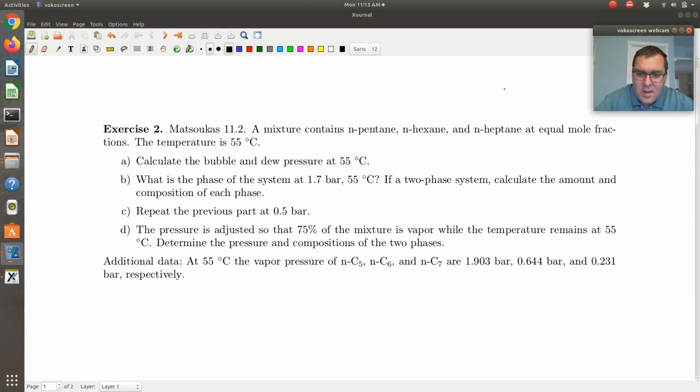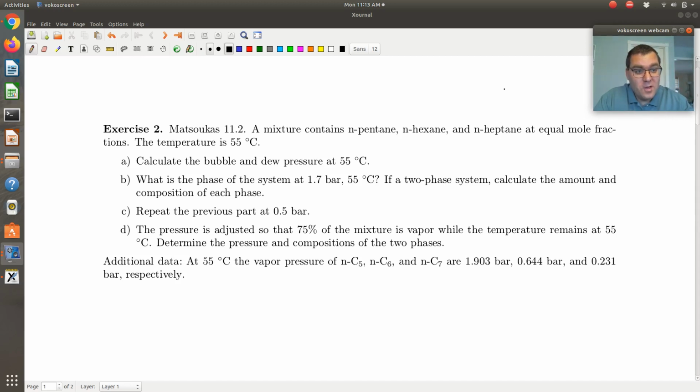And then in D, the pressure can be adjusted so that 75% of the mixture is vapor, while the temperature remains at 55 degrees C. So temperature is always the same, so I'm already immediately thinking of a PXY diagram, and at 55 degrees C we're provided with the vapor pressure of each component.